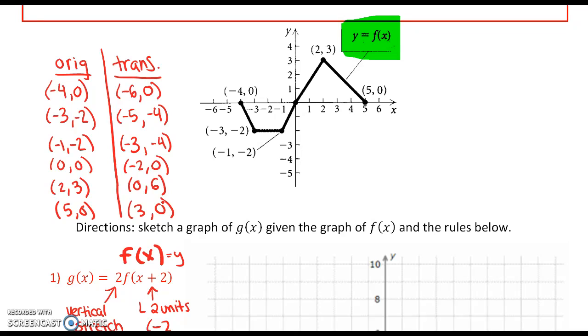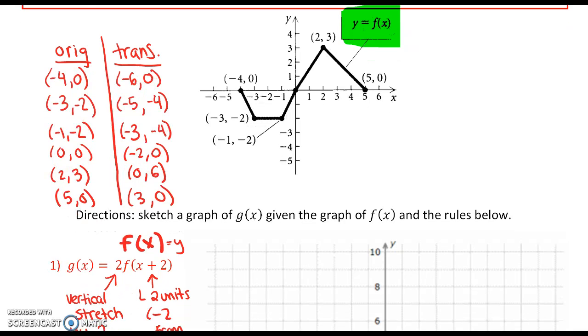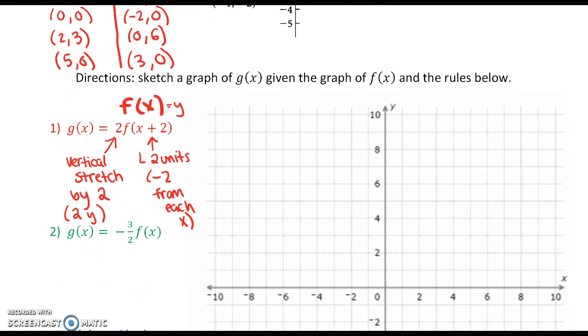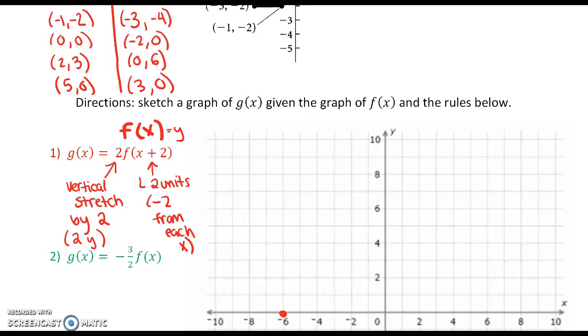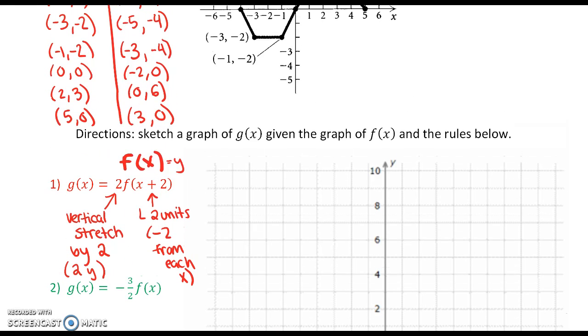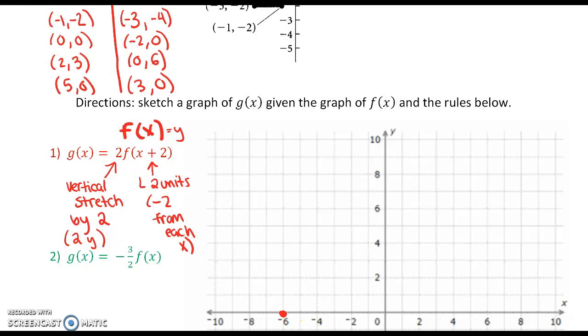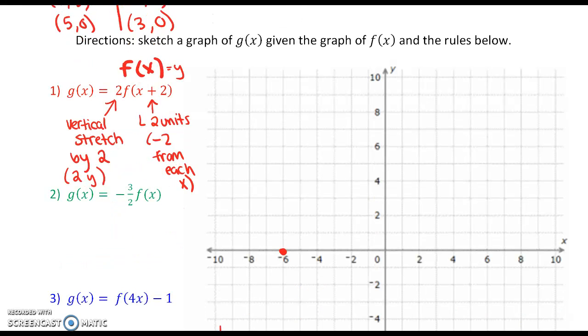Now all you have to do is plot them, and it should look like a graph that has been shifted left 2 units and vertically stretched by a factor of 2. So let's just make sure that happens. First I'll plot -6, 0. Comes right here. I'm just going to go through and plot all these. You can do it at the same time on your own sheet. So I got -5, -4. I'll scroll down a little bit more.